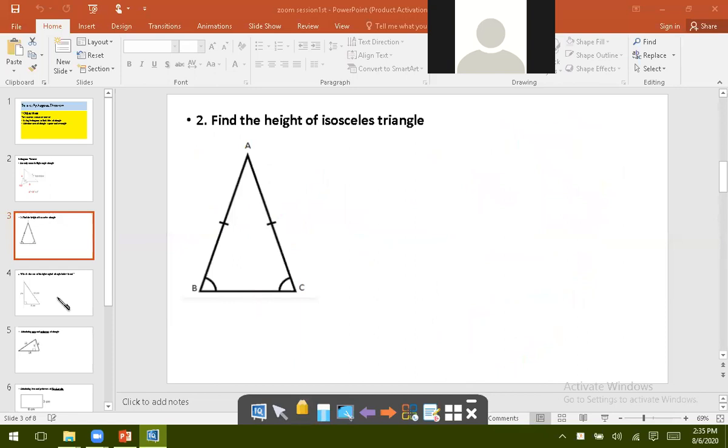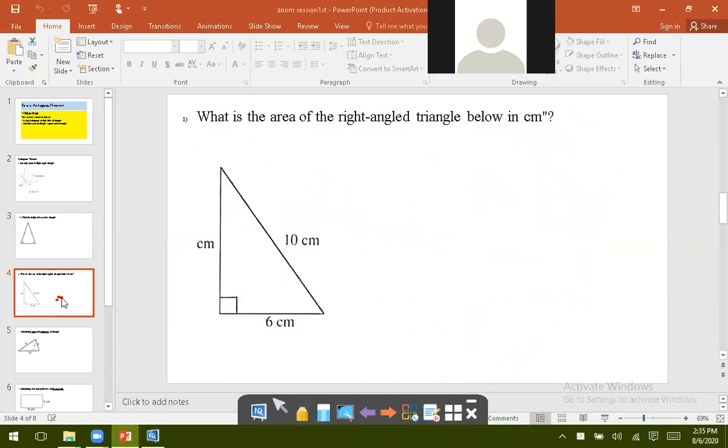It says, what is the area of a right angle triangle below? So you know that the formula for calculating a triangle is area equals half times base times height. Since height is not given.